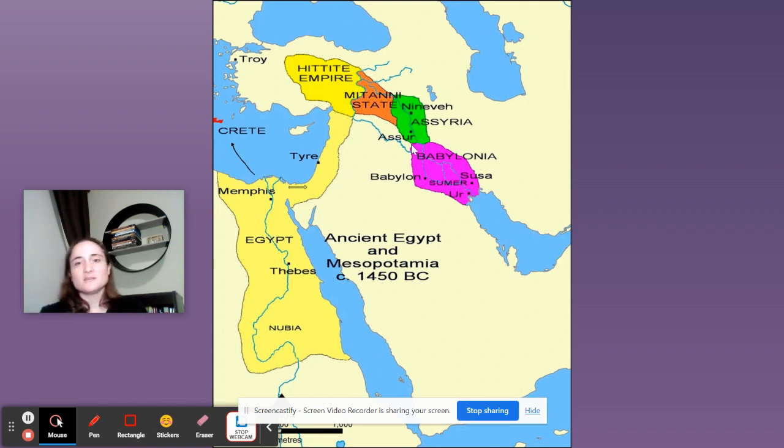But to look here, here's the Babylonian Empire. Here's Babylon, which is of course the capital, and to this day it's still a very large city in Iraq. Also, Sumer is another very famous ancient city, as well as Ur.